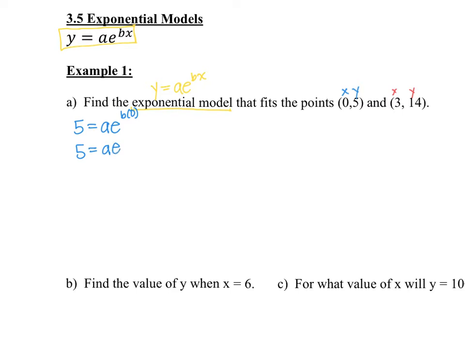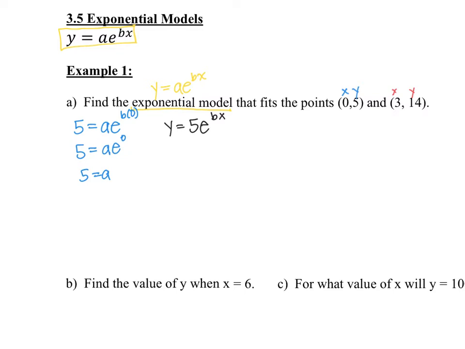Okay, b times 0 is just 0. Okay, e to the 0 is just 1. So 1a equals 5, which means a equals 5. So that helped me find my first constant right away. So now I know that my equation is going to be 5e to the bx, and I still need to solve for b so I can find the last value in my equation.